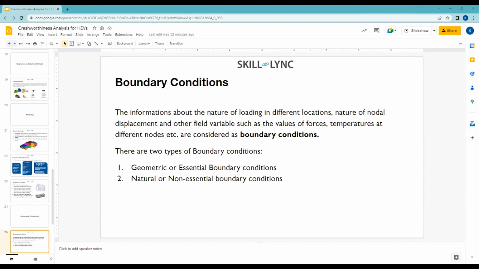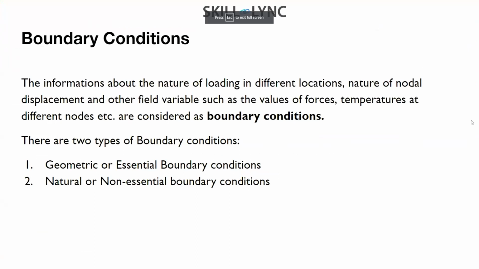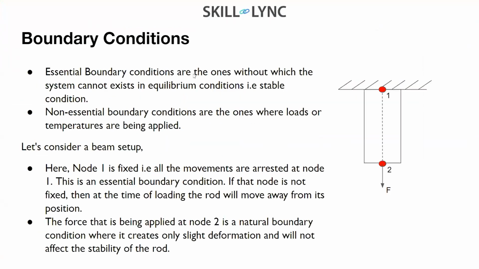Now suppose another person came in and said, okay, I will not apply force, rather I will apply the displacement. So you are free to apply anything, displacement, velocity, but the fact is you can't replace this fixed support with anything else. So then this becomes your natural boundary condition, and this becomes your essential boundary condition. Essential boundary conditions are the ones without which the system cannot exist in an equilibrium condition, that is, a stable condition. Non-essential boundary conditions are the ones where loads or temperatures are being applied.